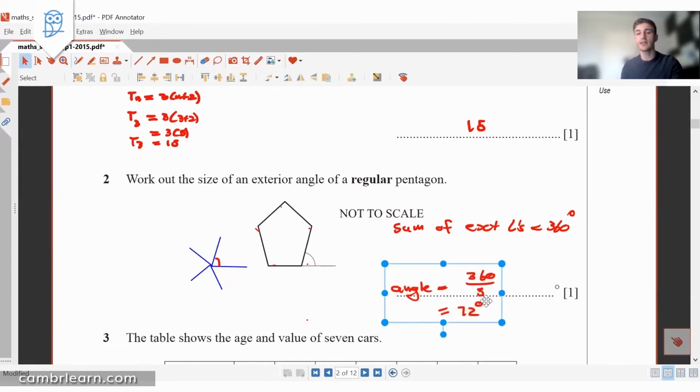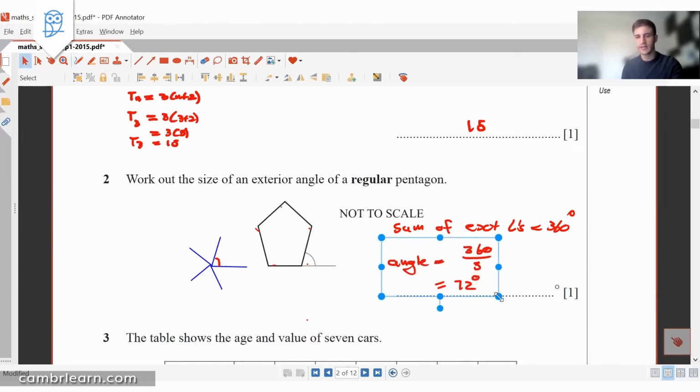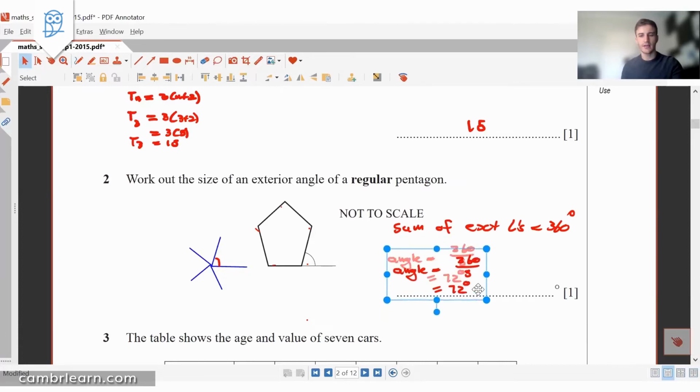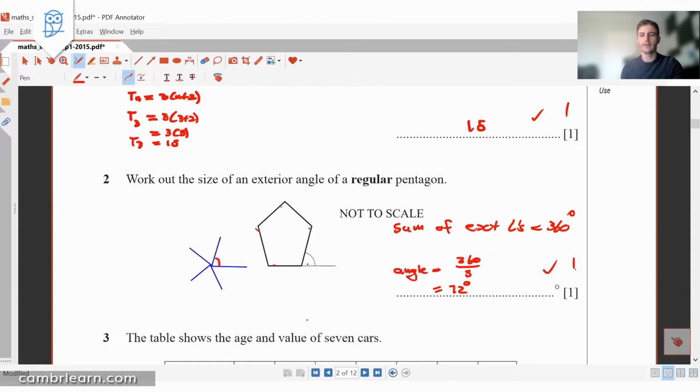This is also a rule that you have to study. The sum of my exterior angles is equal to 360. And if I want to calculate the exterior angle, we say 360 divided by how many sides or angles there are. This is a pentagon. If this was a hexagon, for instance, we could have just said divided by 6. Easy question. There we go, we have 2 marks.